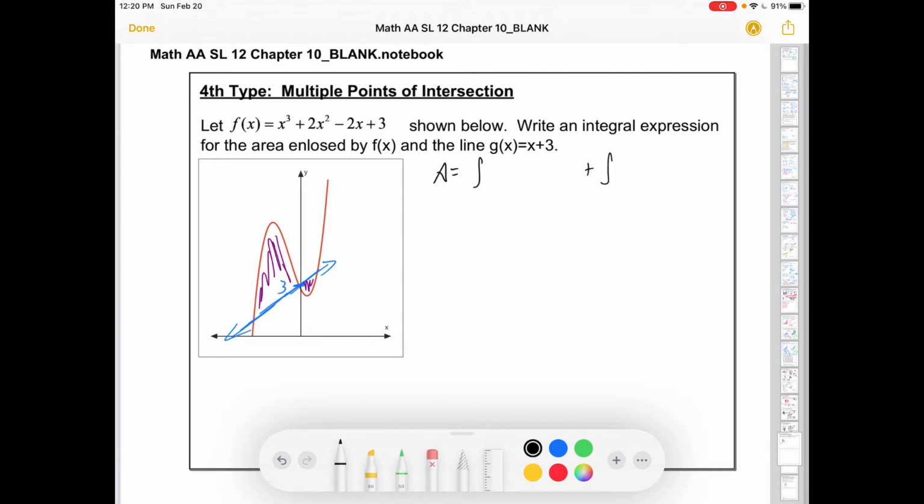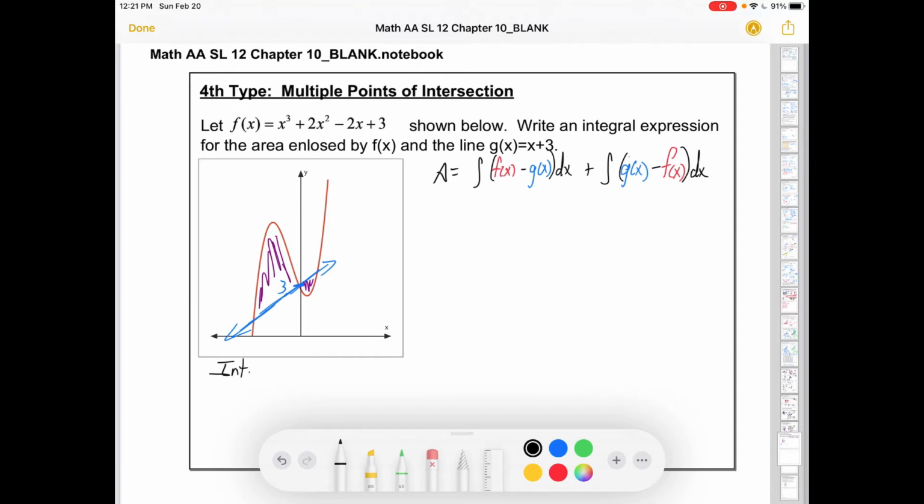One in that first section, where it's the cubic that's on top, and one in the second section, where it's the linear that's on top. We also need the boundaries for each of those sections. At the end of this, I'll show you a GDC hack that can help you get through this a lot quicker, but let's take it as an analytic question to start with.